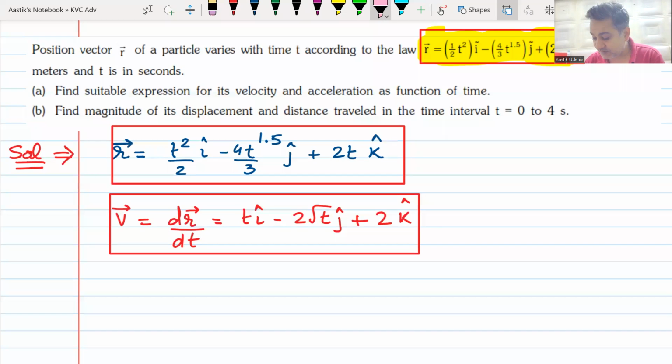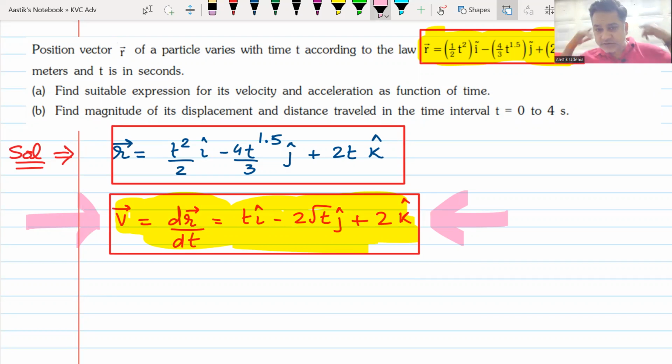I've got this velocity, my dear friends. Whatever I am highlighting in yellow, what type of velocity is this? First of all, tell me, is it uniform or is it non-uniform? Is the velocity uniform or is it non-uniform? Tell me fast.